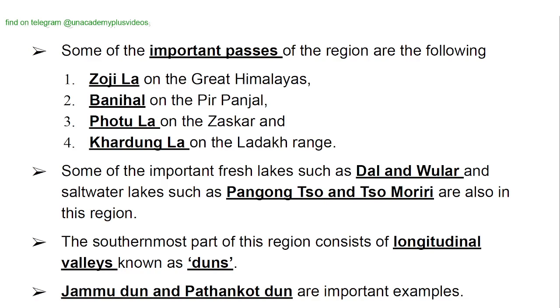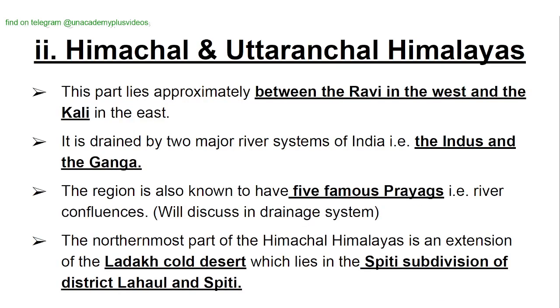Some of the important passes of the region are the following: Zojila on the Great Himalayas, Banihal on the Pir Panjal, Photu La on Zanskar, and Khardungla on the Ladakh range. Some of the important freshwater lakes such as Dal and Wular and saltwater lakes such as Pangong Tso and Tso Moriri are also in this region. The southernmost part of this region consists of longitudinal valleys known as dunes. Jammu Dun and Pathankot Dun are important examples. Himachal and Uttaranchal Himalayas.